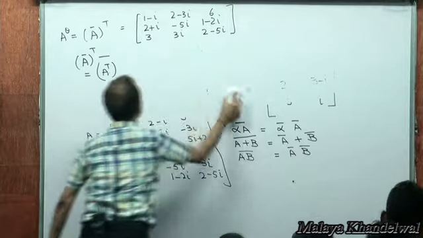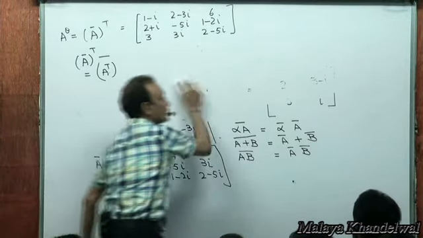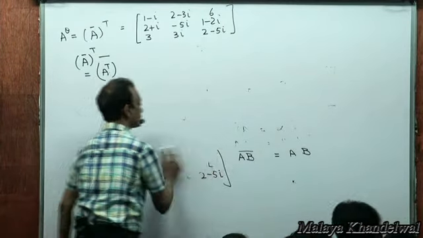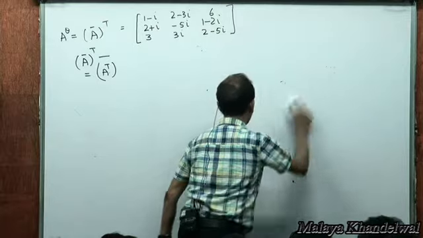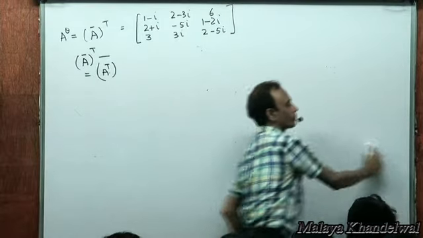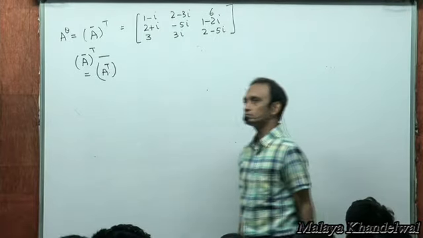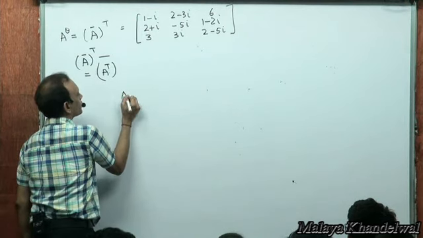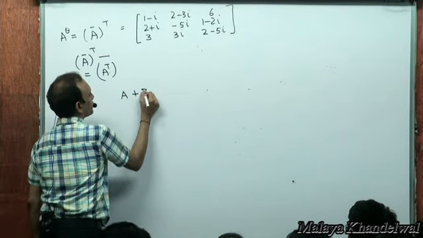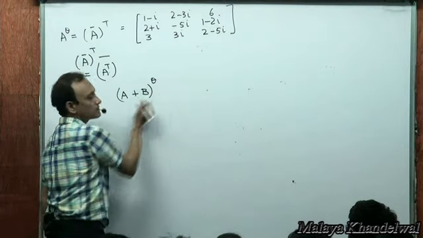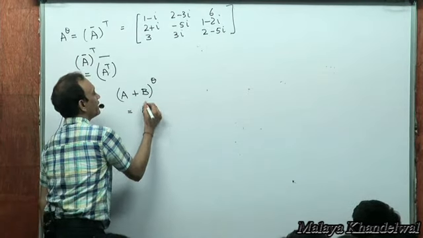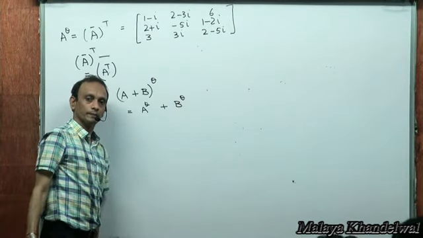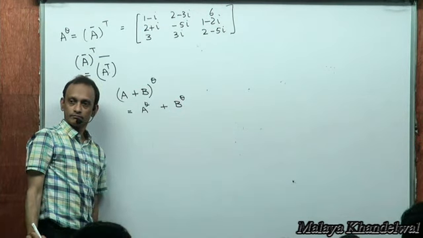Now, based on this definition of A theta, A plus B theta is going to be A theta plus B theta. A and B are matrices, right?